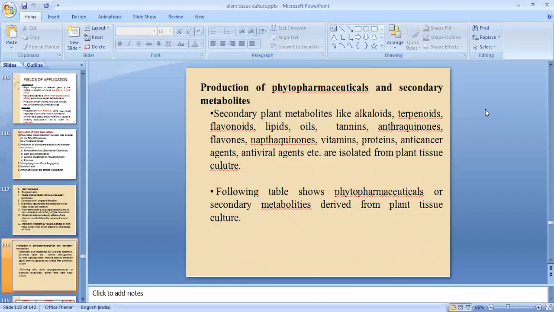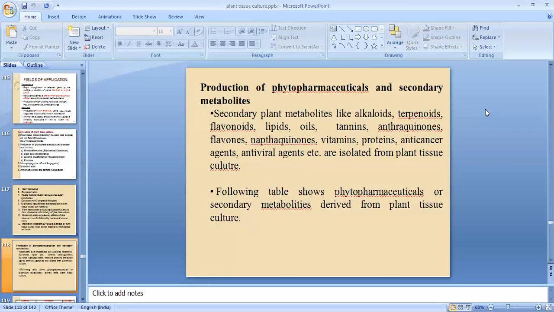And now we will see one by one how it is important. The first application is production of phytopharmaceuticals and secondary metabolites. Secondary metabolites like alkaloids, terpenoids, flavonoids, or primary metabolites like lipids and oils, and again secondary metabolites like tannins, anthraquinones, flavones, naphthoquinones, vitamins, and other protein derived substances and proteins, and anti-cancer agents and antiviral agents are produced by this plant tissue culture.